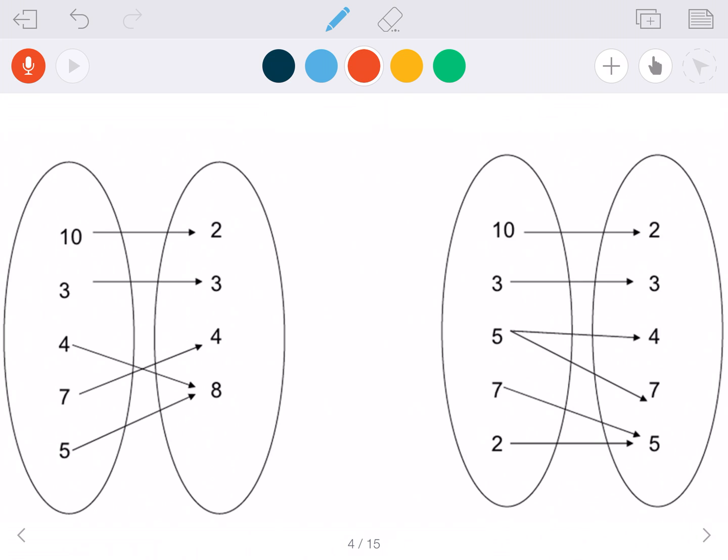Number 4, for each input, there's exactly one output. 10 always goes to 2, 3 always goes to 3, 4 always goes to 8, 7 always goes to 4, and 5 always goes to 8. Notice that it's okay to have the same output twice. It's still a function if for each input there's exactly one output. Whereas on the right hand side, 5 goes to both 4 and to 7, so that makes it not a function.